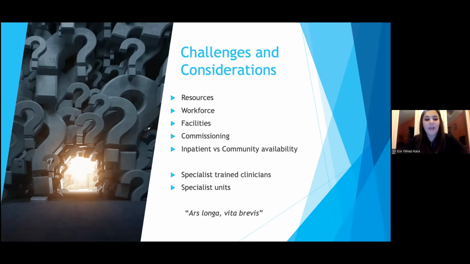So commissioning, usually we have very tight rules around commissioning in England for the rehab units and for community provision. However, we are fortunate to be granted full MDTs and units, although we have limited beds, and we have inpatient and community resources available, but they all come with challenges. And again, specialist trained clinicians and specialist units are imperative to deliver tailored goal-based rehabilitation and a holistic approach in stroke rehab.